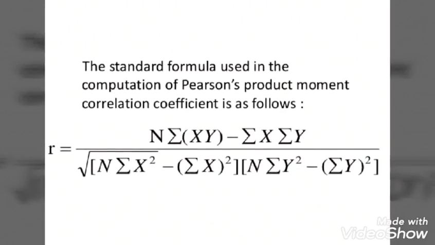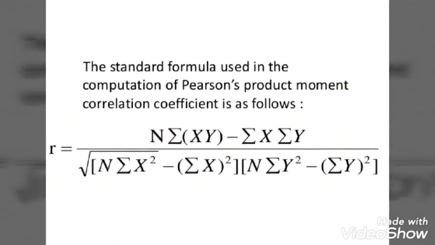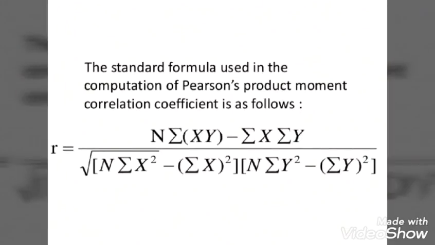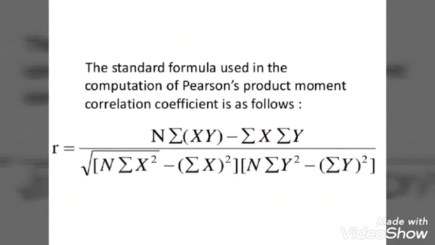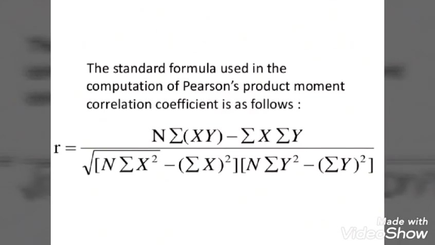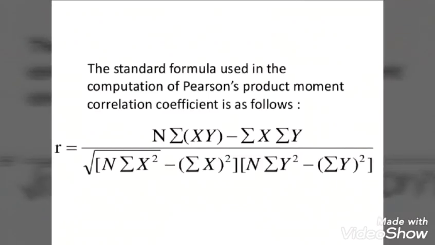The correlation coefficient is mainly represented with the symbol small r, and the formula is n sigma bracket xy minus sigma x sigma y. Then you can see under root bracket n sigma x square minus again bracket sigma x whole square bracket close, another bracket n sigma y square minus again bracket sigma y whole square, then bracket close. Now we'll see a problem statement.